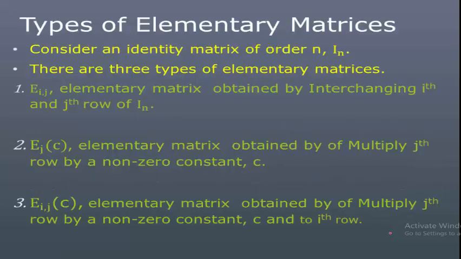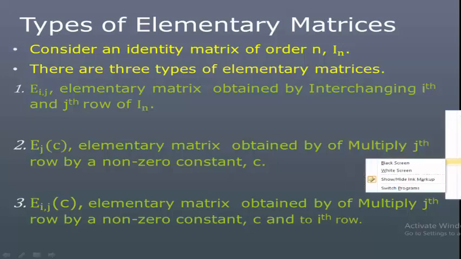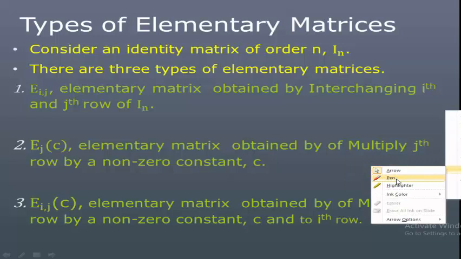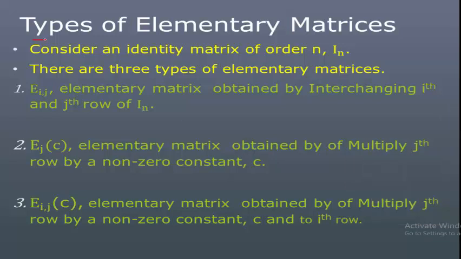Okay, students. Types of elementary matrices. Consider an identity matrix of order n. There are only three types of elementary matrices. Eij, we have already known that, like E12. Eij means the elementary matrix obtained by interchanging the ith and jth row of In. In is the identity matrix of order n.